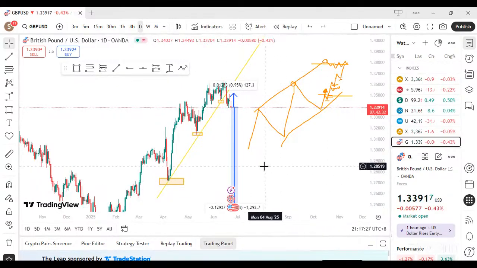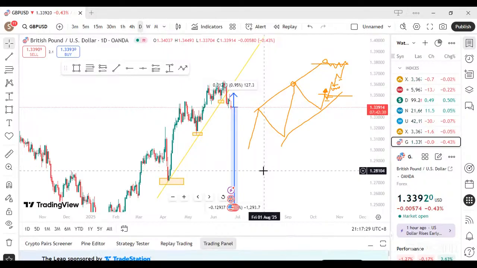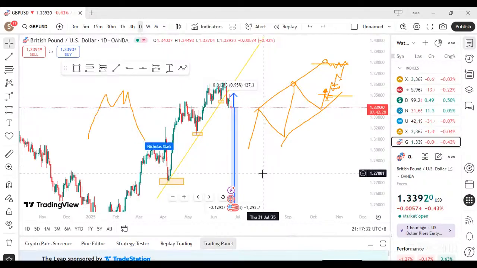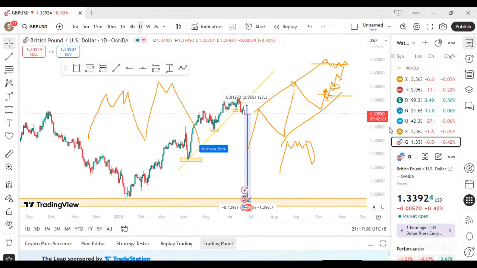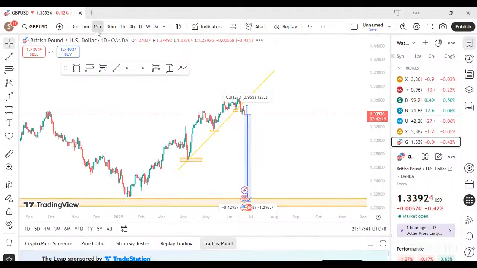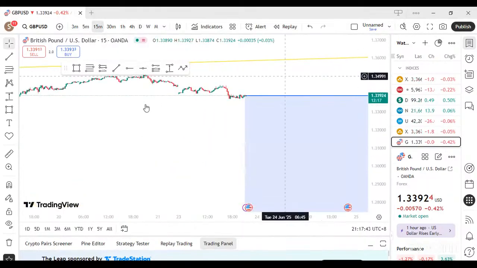So remember the 15-minute, you just need to wait for a double top, or you can also just go in with the bearish or bullish engulfing straight away. Simple stuff. The bearish and bullish engulfing is only on the 15-minute, yes.